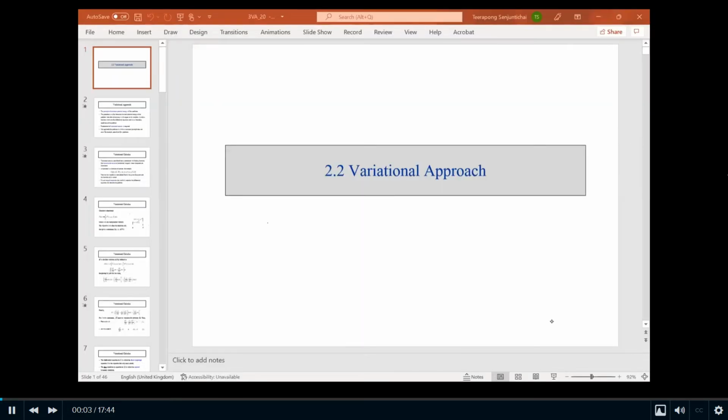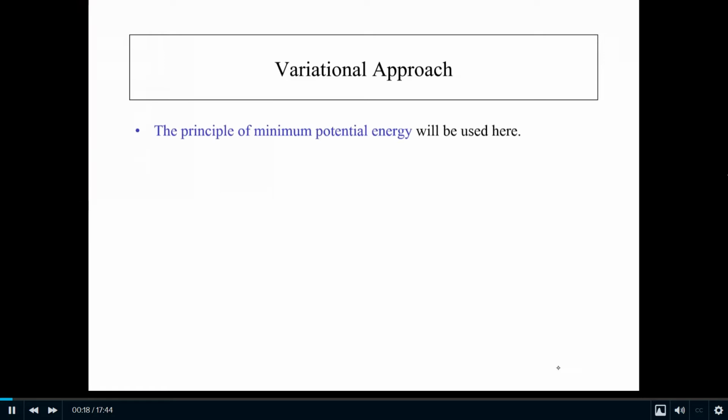Okay, let's start with this second approach that we will discuss for part 1. The variational approach. For this one, we will use this principle of minimum potential energy to apply for this and then derive the finite element equations.